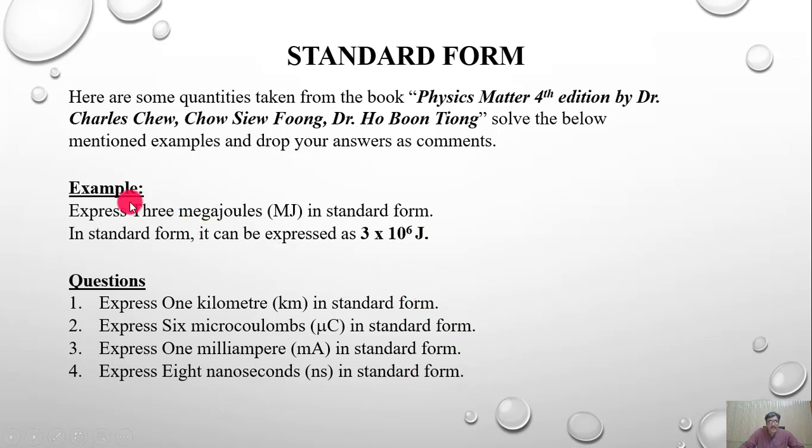So here is one example. Express 3 megajoules in standard form. In standard form, it can be expressed as 3 into 10 power 6. Why 10 power 6? Because mega is equal to 10 power 6. The factor of mega is 10 power 6. That's why in standard form it will be in this way.